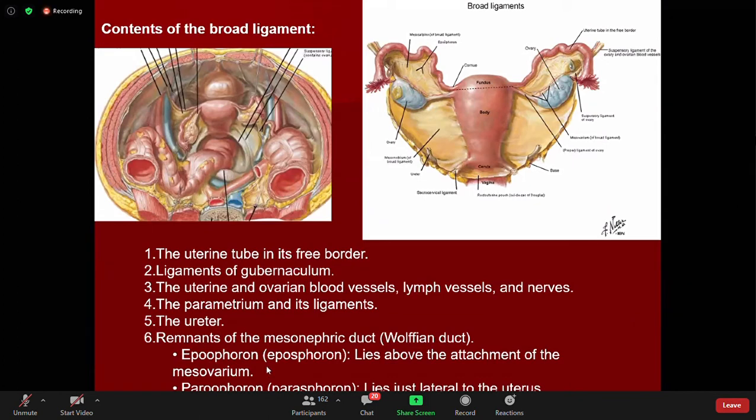And we have a remnant of the mesonephric duct. Embryonic vestigial remnants will be located here, close to the body of the uterus. Don't worry about them because you're not going to see them. These are remnants of the mesonephric duct.